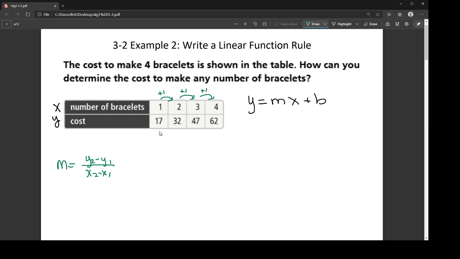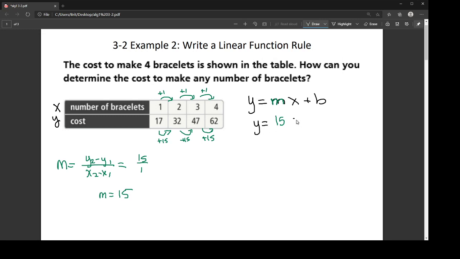Now for my y value, to go from 17 to 32, I'm adding 15. From 32 to 47, I'm adding 15. I'm adding 15 here. So as long as this is a constant change, I could just say this is 15 over 1, which if I reduce that fraction is just 15. So where my m is in this equation, I'm going to replace it with the number 15.